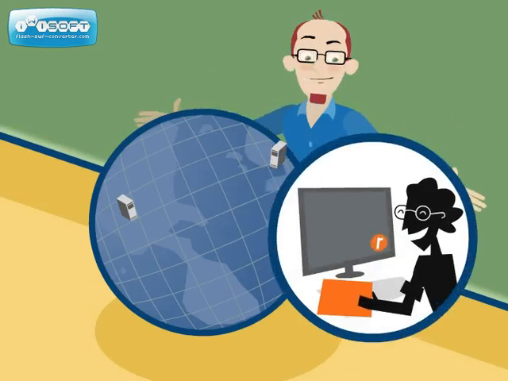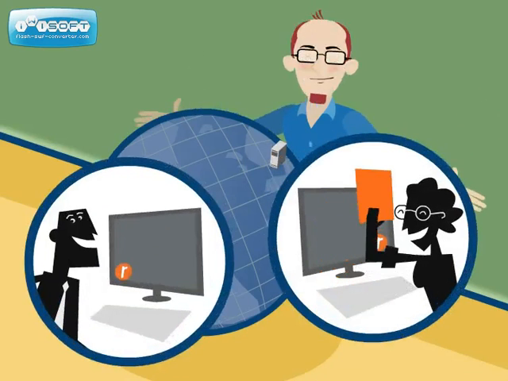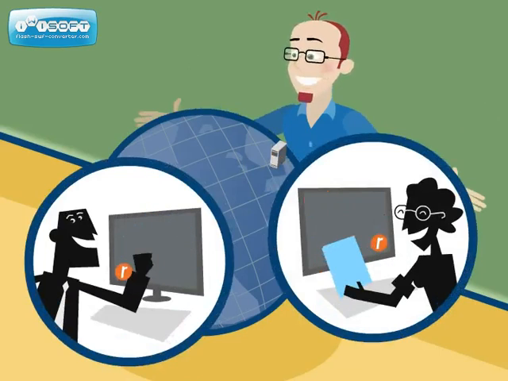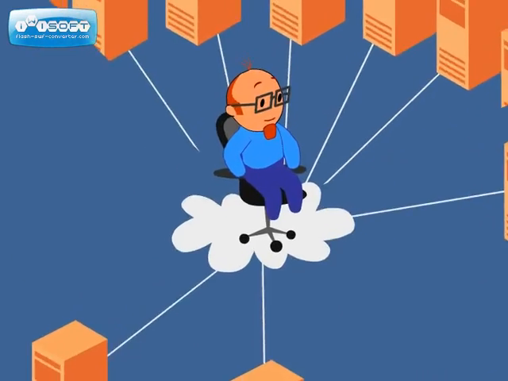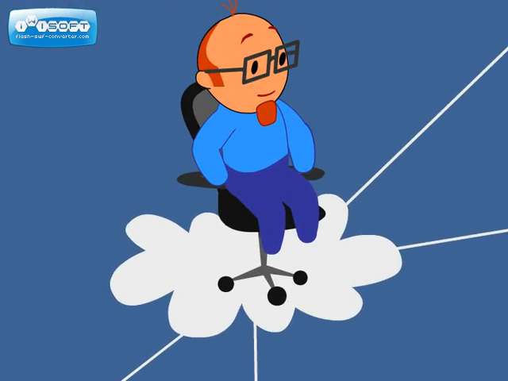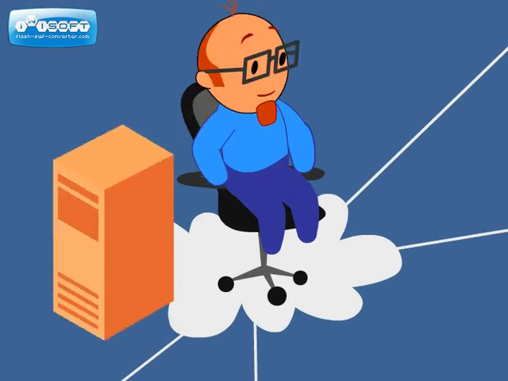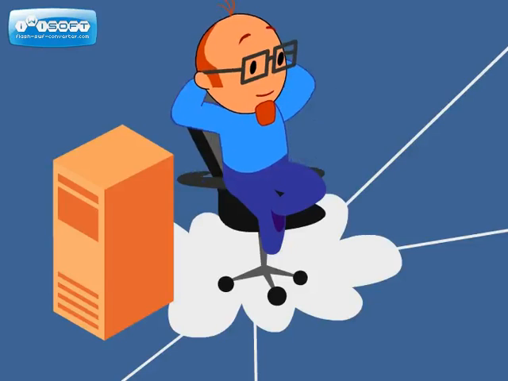Now all employees have access to fast applications. Engineers in Shanghai are collaborating in real time with their colleagues in Silicon Valley. He consolidated most of his branch office servers, and no one is complaining. The ones that are left can be backed up in just a fraction of the time it used to take.